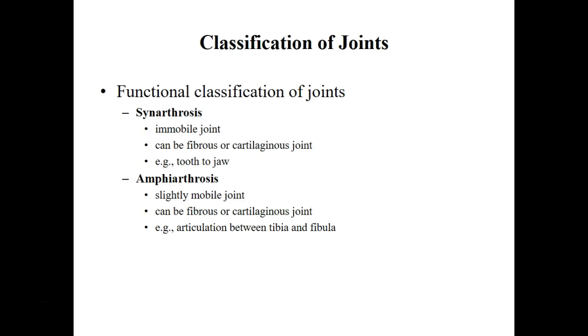A synarthrosis is an immobile joint. You could have dense regular connective tissue, fibrous joints that are synarthroses. You can also have cartilaginous joints that are synarthroses. If you're a cartilaginous joint and a synarthrosis, that means you are composed of hyaline cartilage.